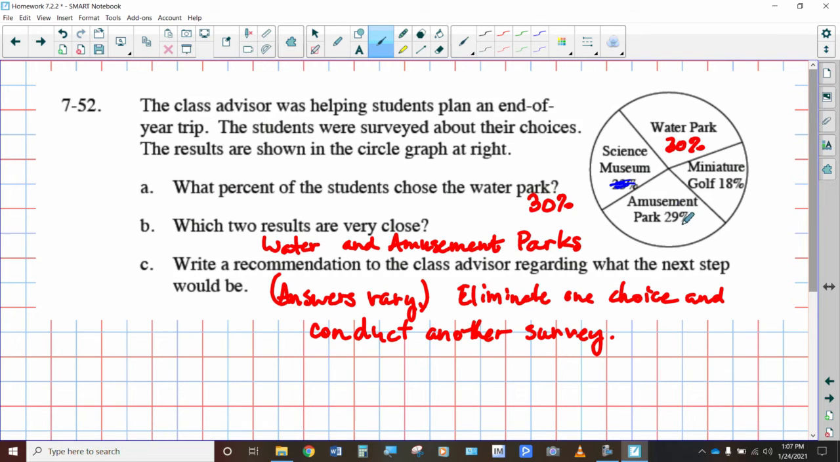Just go ahead and add all those people to that. Everybody's going to want to go to the amusement park. Let's not fool ourselves, but whatever. That's a different issue. Okay, so what percent of the students chose the water park?